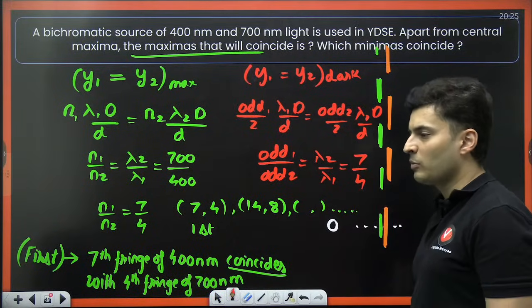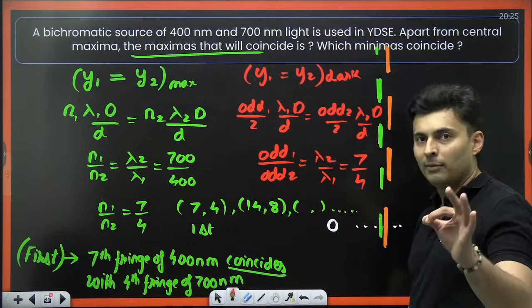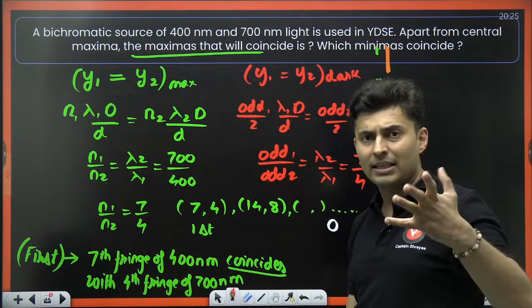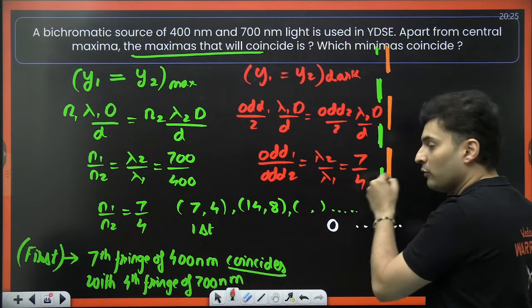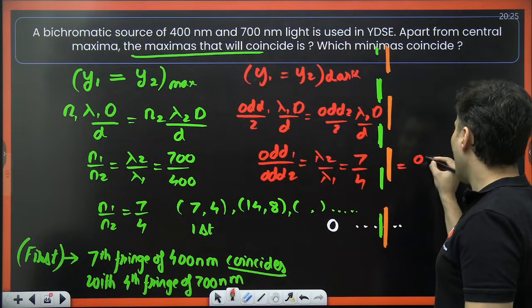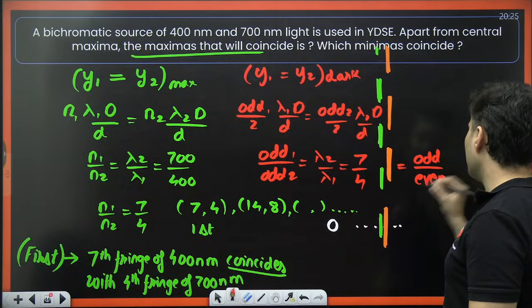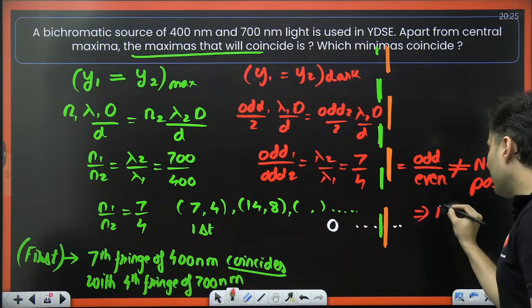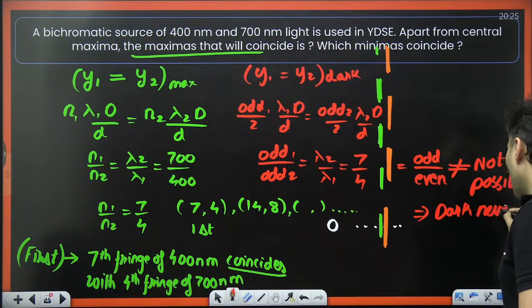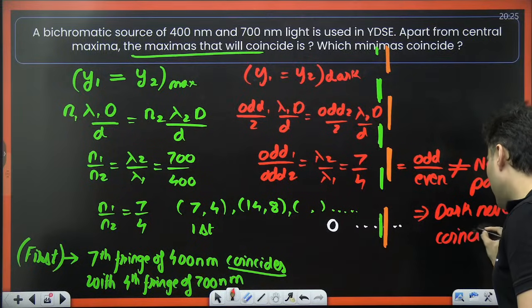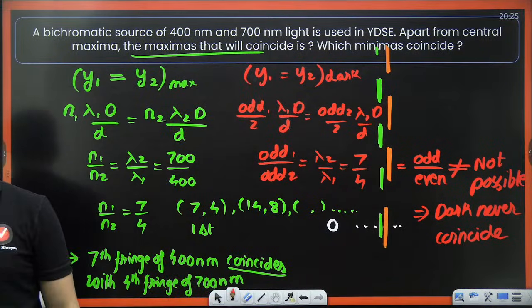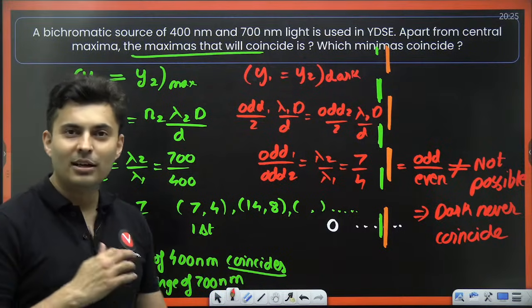Now this is the funny part about this problem. How can the ratio of two odd numbers be 7:4? It can be 7:5, 7:3, 9:5, 9:3, something like that. But how can it be 7 by 4, odd by even? This is basically not possible. What does that mean? It just means that the dark fringes never coincide. Never ever coincide. They might come close, but they never coincide. That's the interesting part. Is that clear? Isn't it a very good problem?